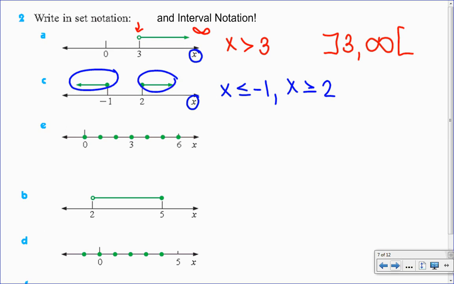So in interval notation, we can go from -infinity to -1. We don't include infinity, and we do include -1 because that point is filled in. And then we're going from 2, which is filled in, so we include it, all the way up to infinity, which we never include.